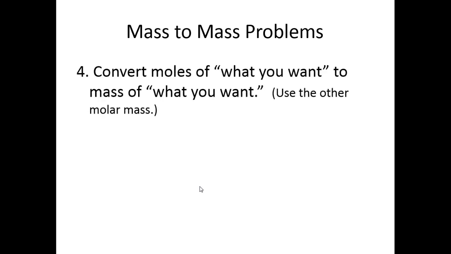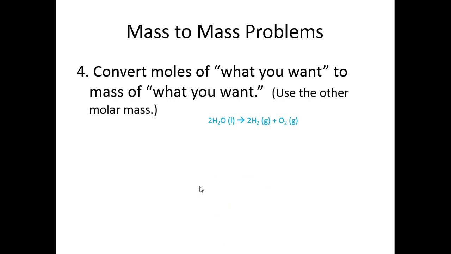Step 4 for a mass-to-mass problem is to convert the moles of what we want, that's what we just did, to the mass of what we want. And we're going to use the other molar mass to make that calculation. Remember, this is because we can't predict the amounts of things in moles and then expect to use that in a laboratory setting. We need to be able to predict things in grams so that we have a better idea of how much to expect.